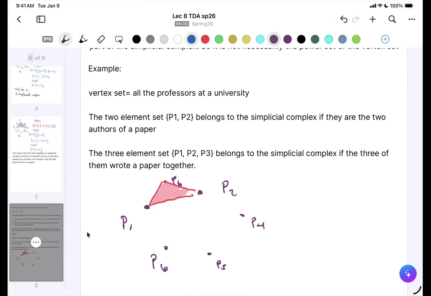And then Professors 1 and 6 wrote a joint paper, so they are connected. And Professors 6 and 4 wrote a joint paper, so they're connected. And let's say that Professor 2 is here actually.